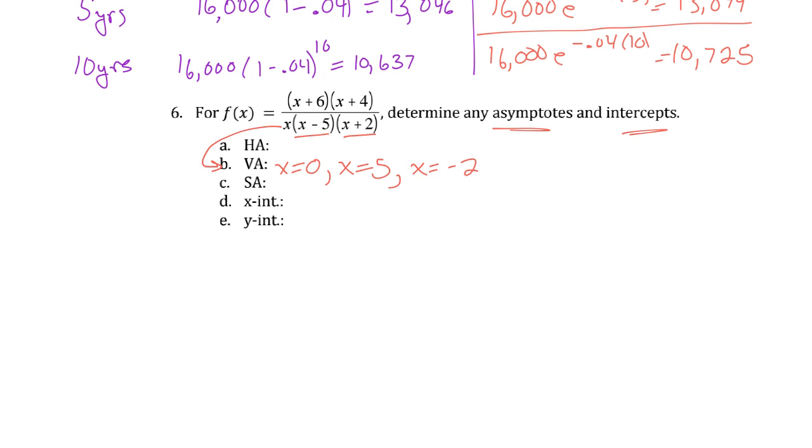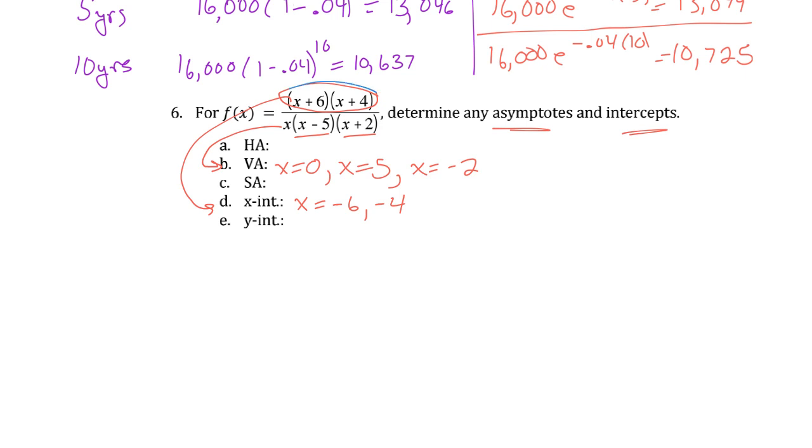And then the next thing is that my numerators give me my x-intercepts. So this is going to be x equals negative 6 and negative 4. So I have 2 x-intercepts. My vertical asymptotes, any asymptote is an equation, so you can't just give me a number. It's an equation.